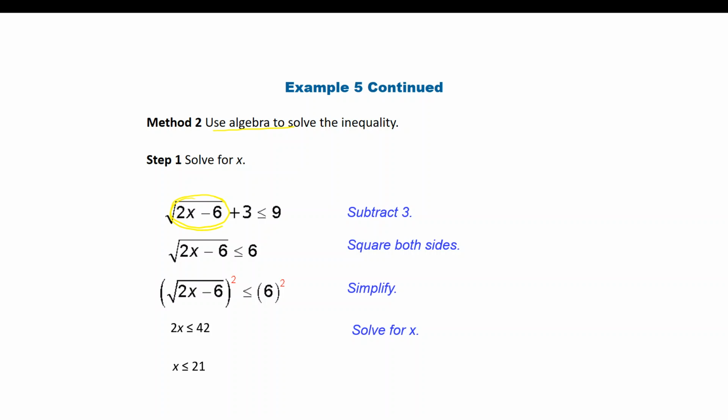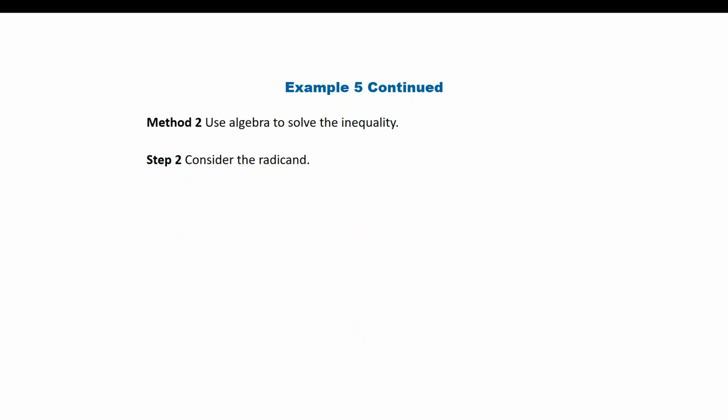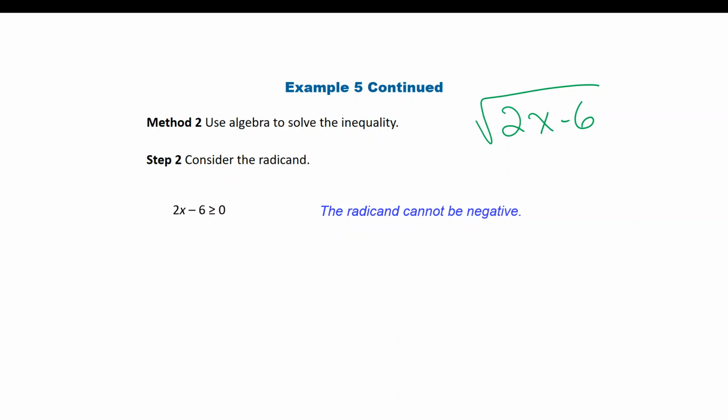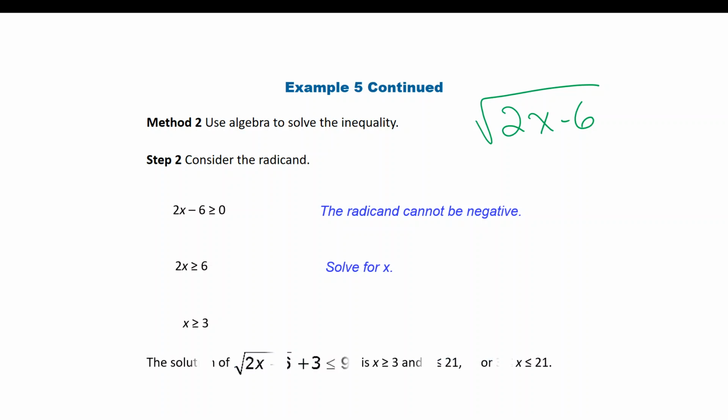But we also have to pay attention to this section. So our second step of this problem is to take the 2x minus 6, and we want that to be greater than or equal to 0. We don't want a negative inside our square root. We don't want this to end up being negative, so we're going to set it greater than or equal to 0. So the radicand cannot be negative, so once I've done that, I can solve for x, and I see that x has got to be greater than or equal to 3.